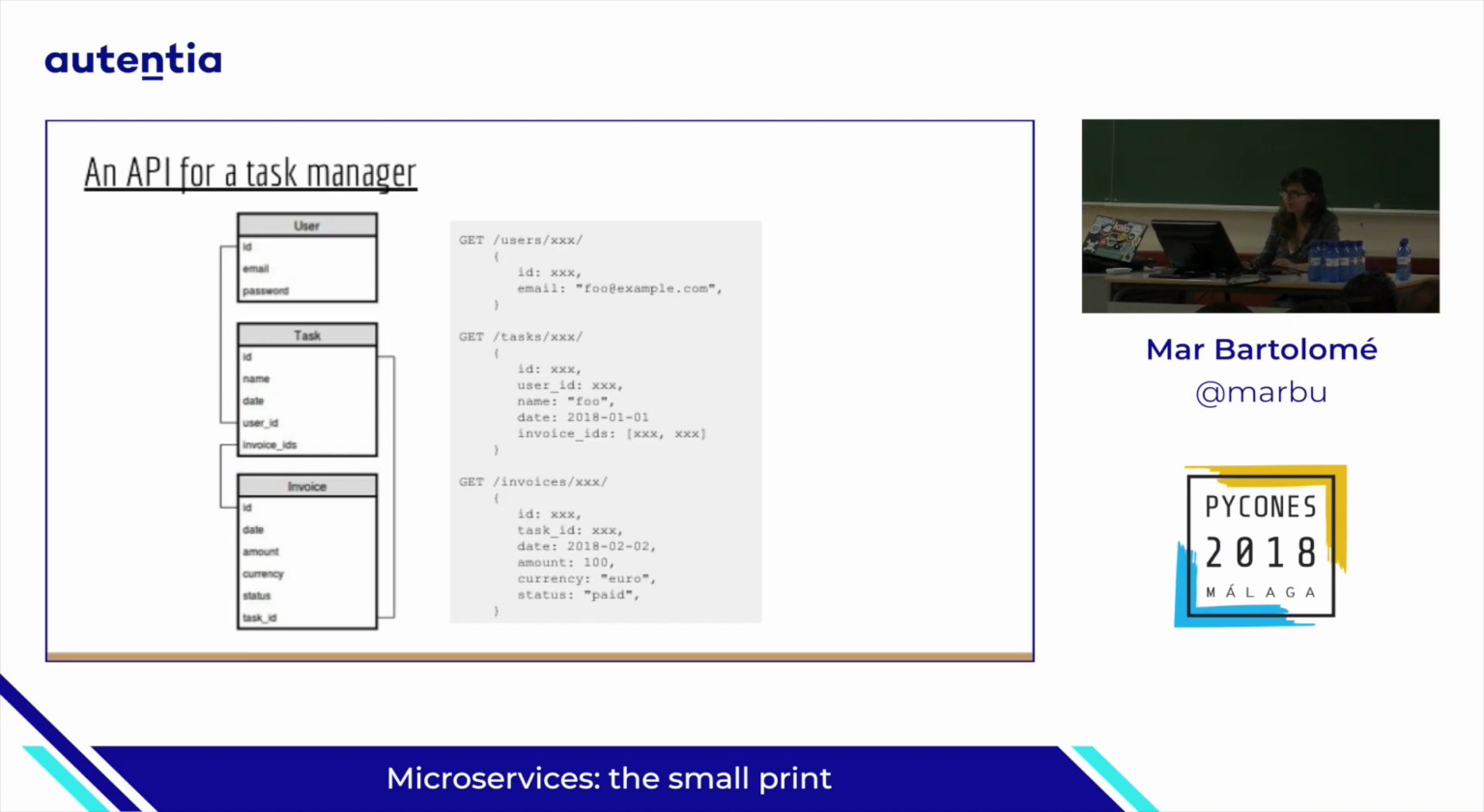We're going to start by implementing a very simple API for a task manager. This would be the specification. We're going to have the concepts of users who can have tasks and can raise invoices for them. We're going to want 3 endpoints exposed over HTTP and coming with JSON.